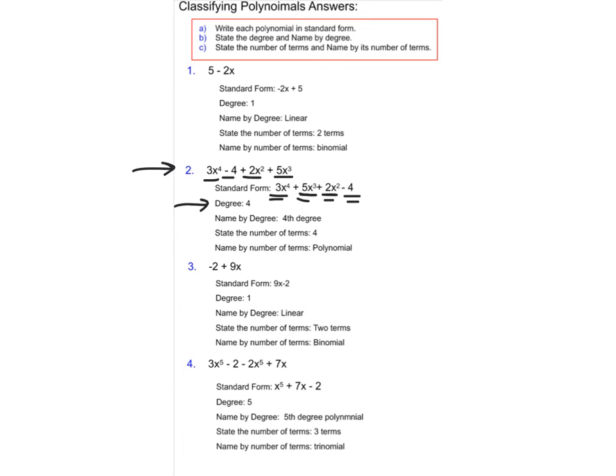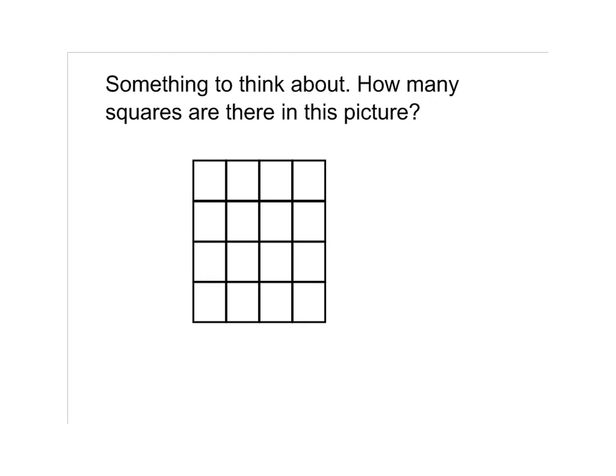So check the rest of your answers, and because you asked, I have a thinking game for you. How many squares are in this picture? I don't know, but pretend that each one of these little shapes that you see here is a square. So how many are in the picture?